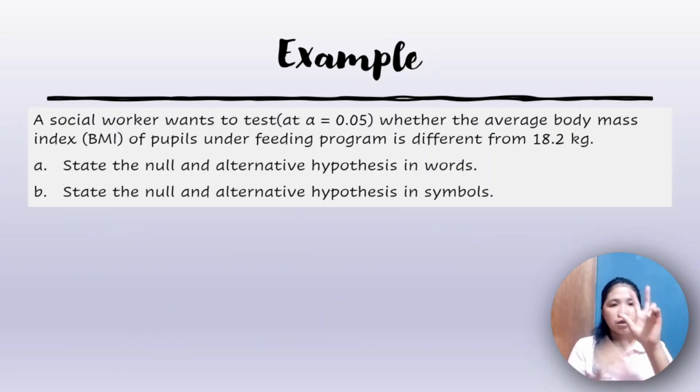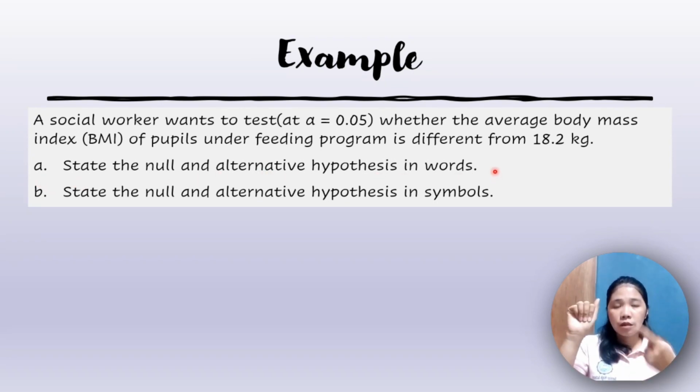Okay, another example. A social worker wants to test at alpha equal to 0.05 whether the average body mass index, or BMI, of pupils under a feeding program is different from 18.2 kilograms. Letter A, state the null and alternative hypothesis in words. And letter B, state the null and alternative hypothesis in symbols.